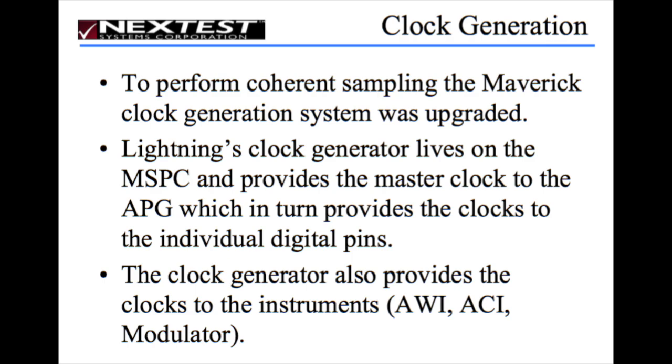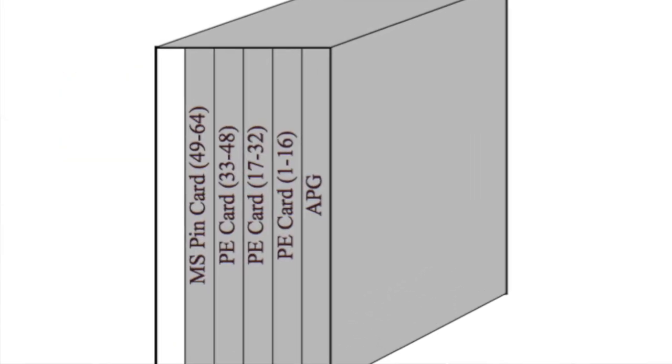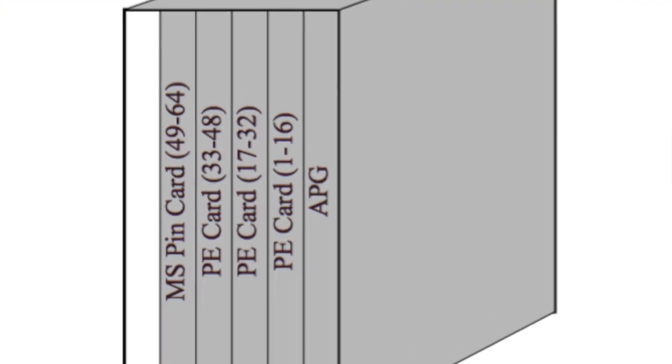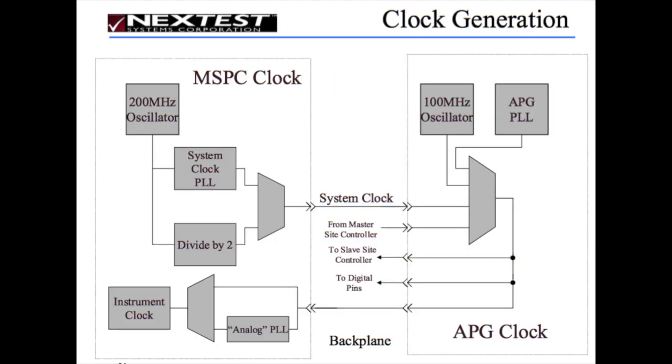Lightning, the mixed signal tester, has its clock generator living in the MSPC, and it provides the master clock to the APG, the algorithmic pattern generator board in the Maverick, which in turn provides the clocks to the individual digital pins. The clock generator also provides the clocks to the instruments, such as the AWI, the ACI, and the modulator. So here's a little block diagram which shows the MSPC clock.